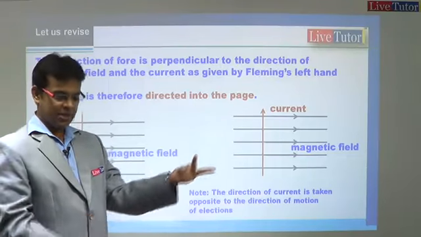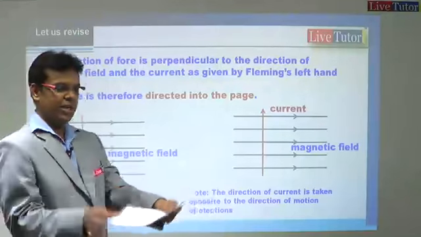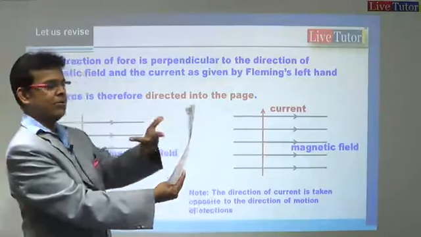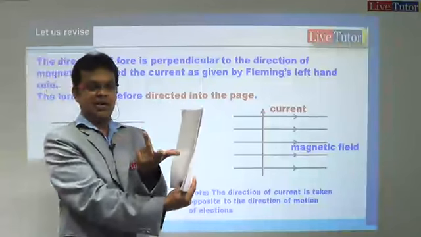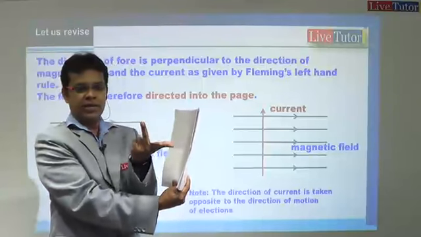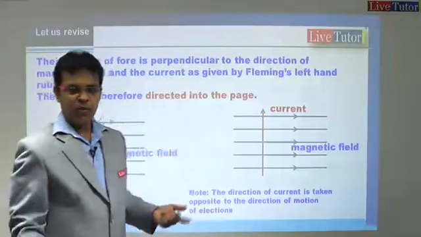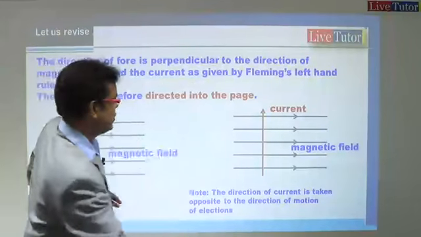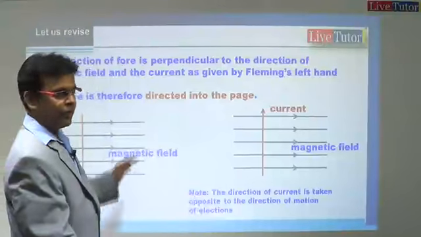When you are writing the exam also, if the paper is here, you just have to hold your hand like this and keep the fingers and see. Okay? So this is the direction of the magnetic field, and this is the direction of current. Now the thumb is going inside the page. So the answer should be into the page. Directed into the page. Okay?